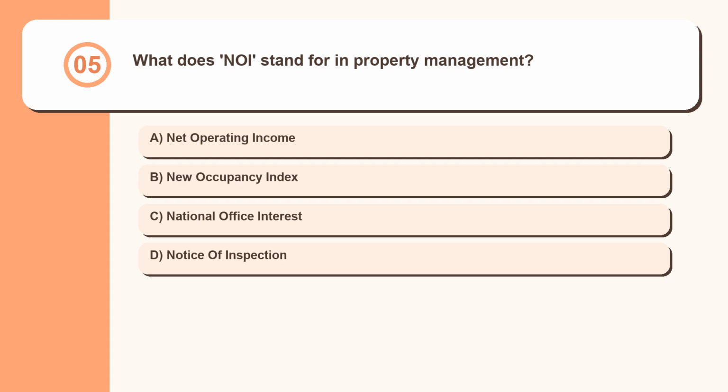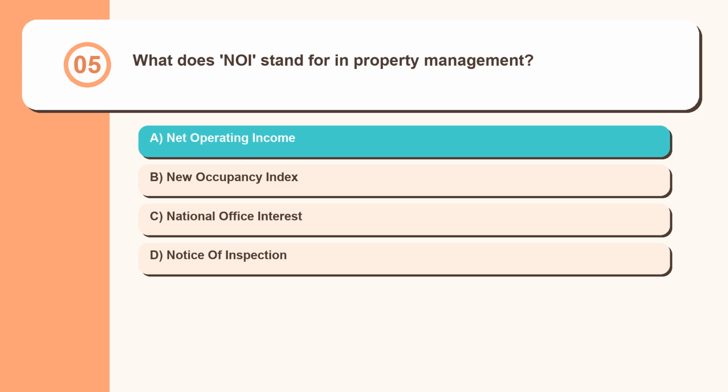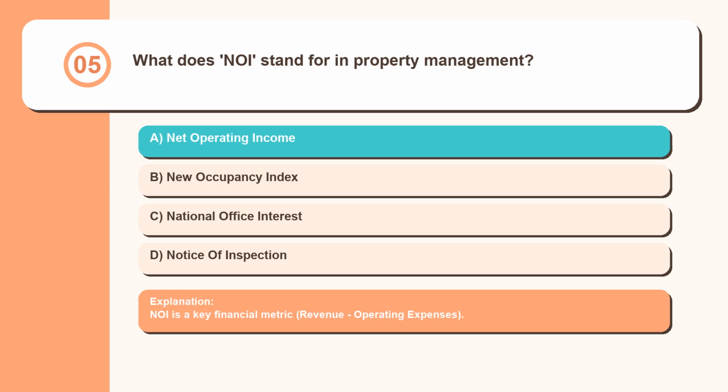Question 5. What does NOI stand for in property management? Net operating income, new occupancy index, national office interest, notice of inspection. NOI is a key financial metric: revenue minus operating expenses.